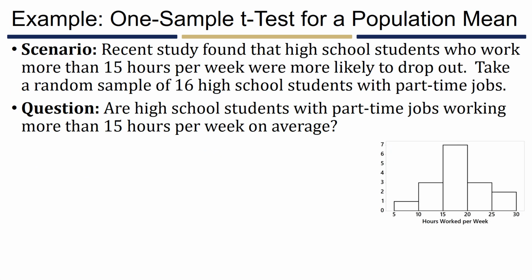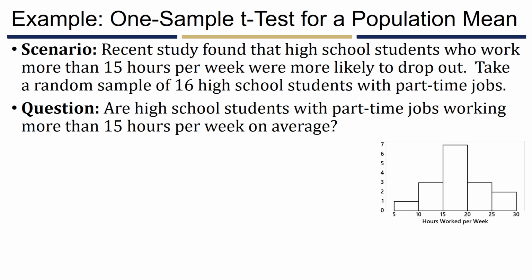Let's take a look at an example. A recent study found that high school students who work more than 15 hours per week are more likely to drop out of high school. Let's say we take a random sample of 16 high school students who have part-time jobs, and our goal here is to determine if high school students who have part-time jobs are working significantly more than 15 hours per week on average. So here we're doing inference on an unknown population mean.